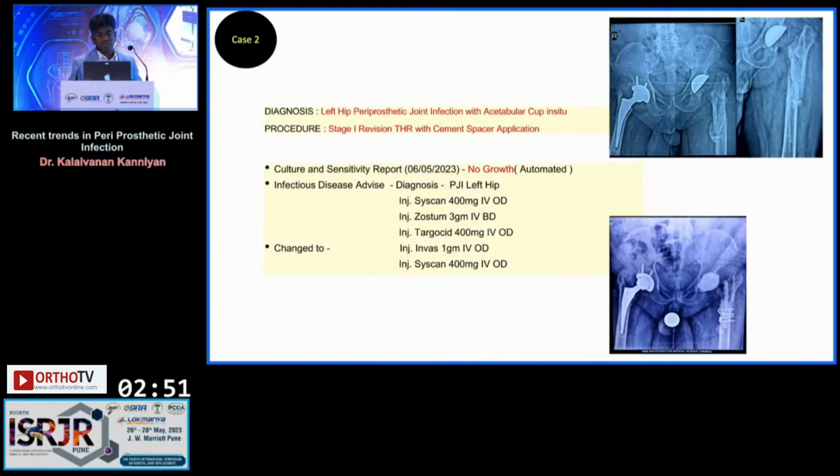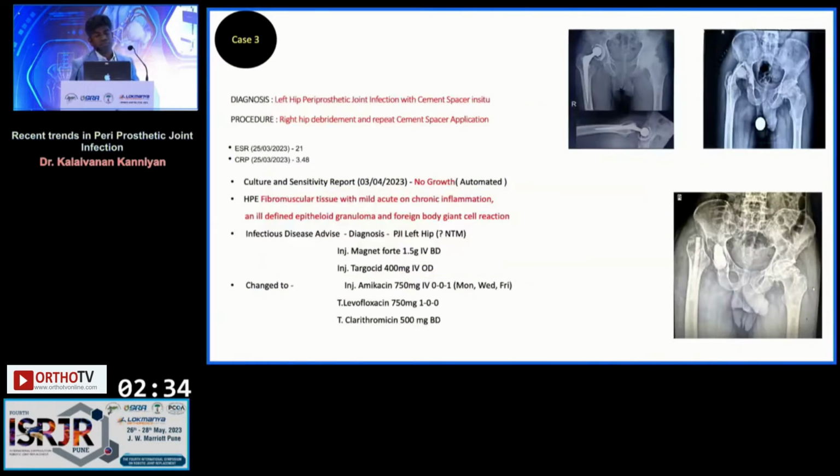In another case, again there was no growth, but the histopathology showed a granulomatous reaction, and the patient is on systemic steroids. We have to wait for 6 weeks, and after 6 weeks we'll look at the ESR and CRP. If it's coming down, we will take the patient for the second stage. This is another case where they had already done a stage 1, but the ESR-CRP was not coming down, so they came here. We repeated the stage 1, and again the histopathology showed granuloma and foreign body reaction.